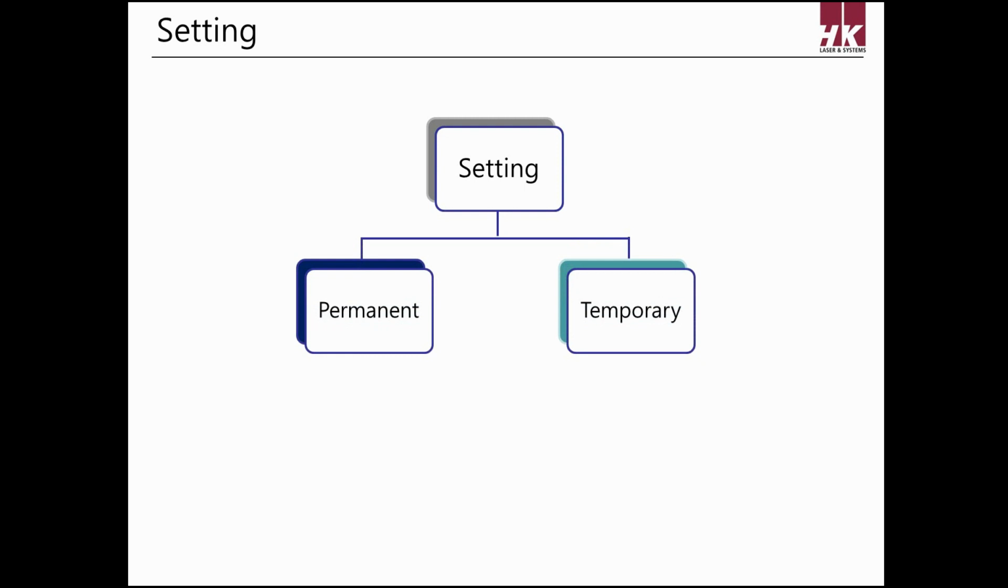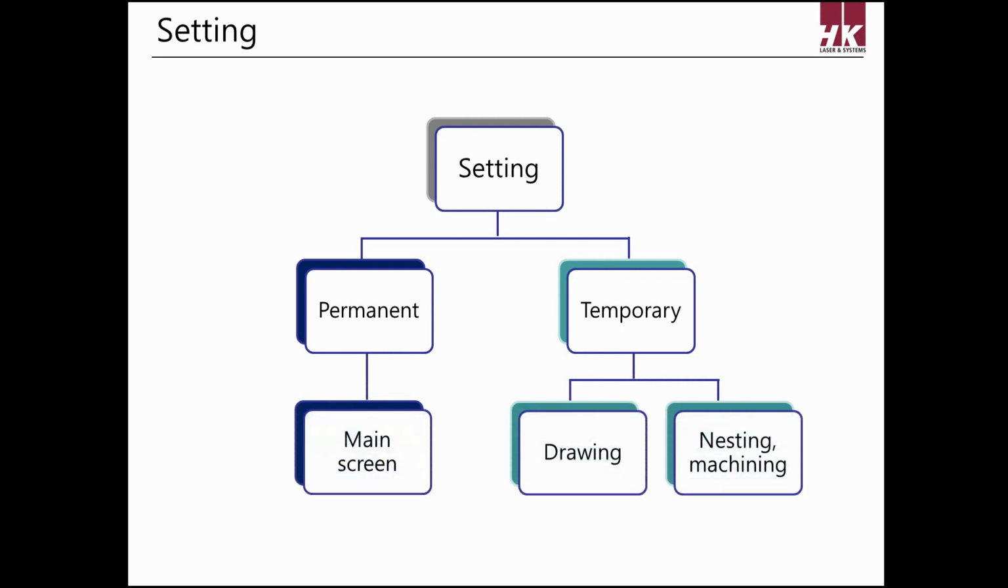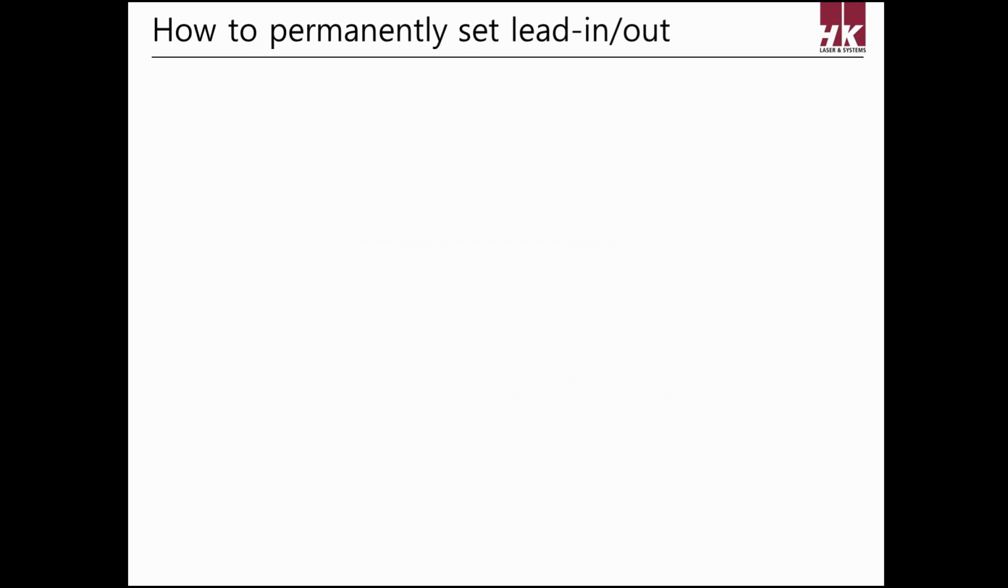In LANTEK, there are permanent and temporary settings for all settings. Permanent can be set in the main screen, and temporary can be set in drawing and nesting and machining, which is applied only once. Please know both permanent and temporary well, and know that general settings applied when machining are permanent.